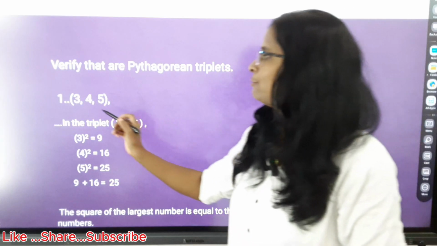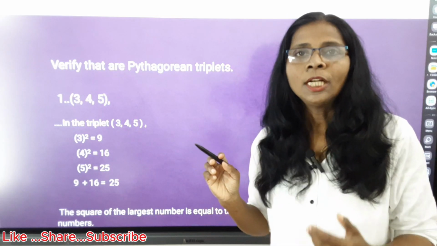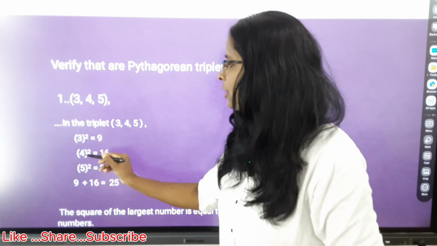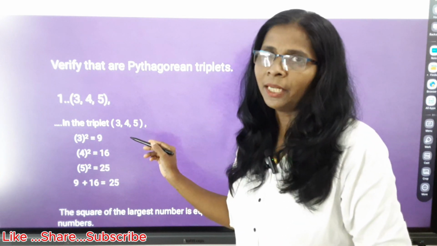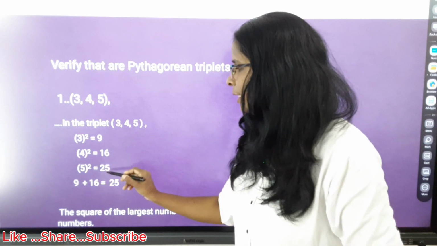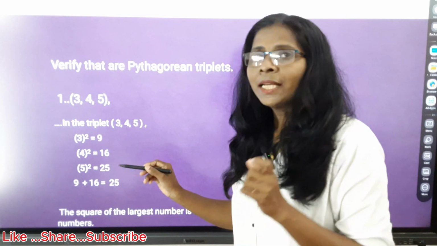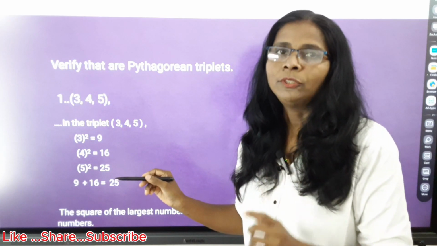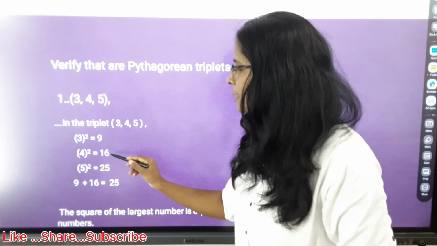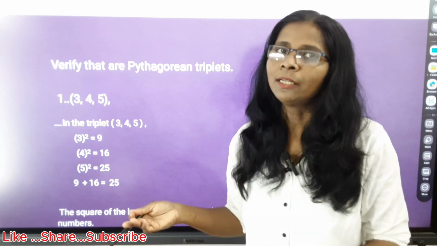Say the first triplet is 3, 4, 5. What is the method to find out whether it is a Pythagorean triplet or not? Use the squares of the numbers included in the triplet. Square of 3 is 9. Square of 4 is 16. Square of 5 is 25. Here the largest square is 25. So we sum the squares of the two smaller numbers, which are 9 and 16. 9 plus 16 is equal to 25, which is equal to the square of the largest number.